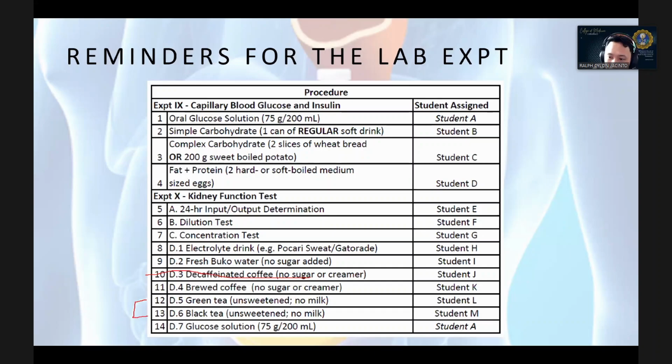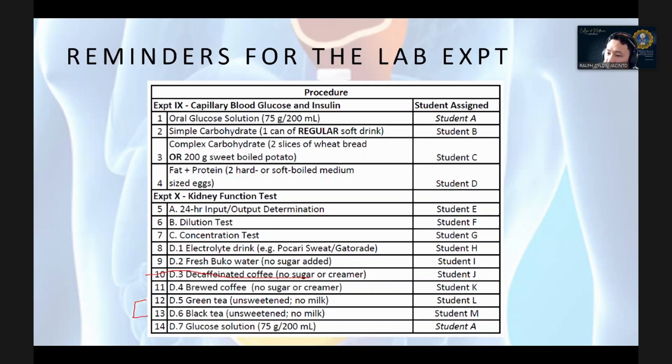Again, this is per group, per fisio group. You can get the results of another group for what you omitted. For example, if you removed decaf or green tea, we can get results from another group. Just tell the facilitators what you removed.